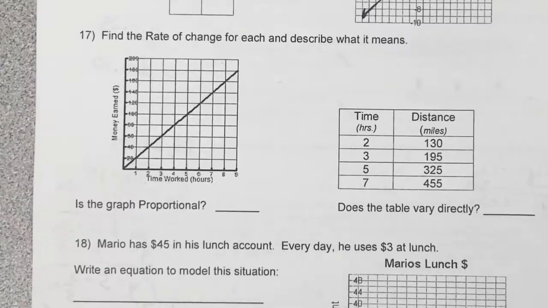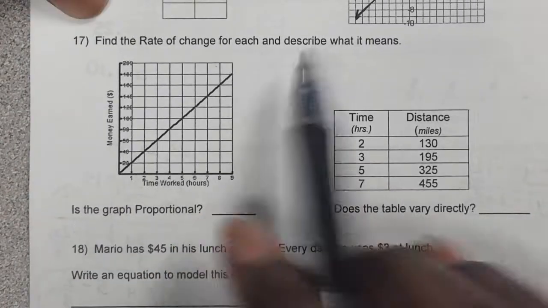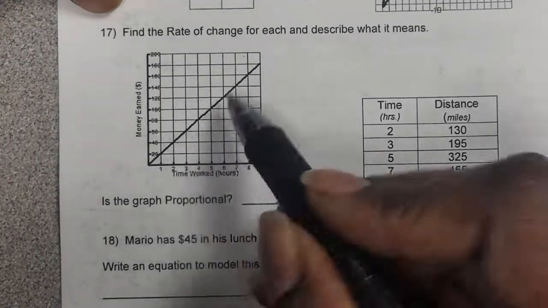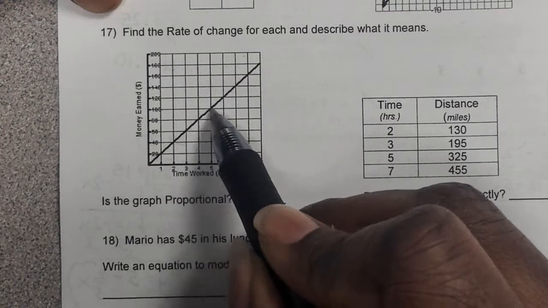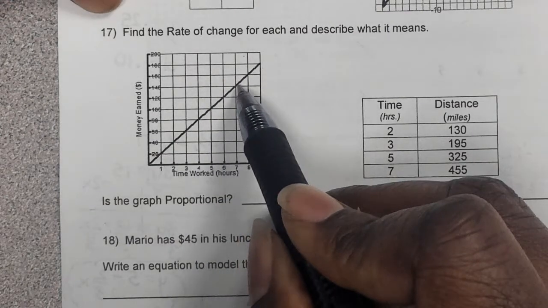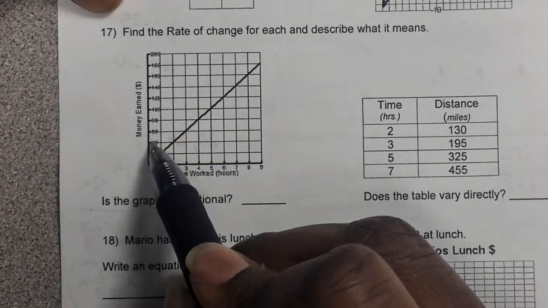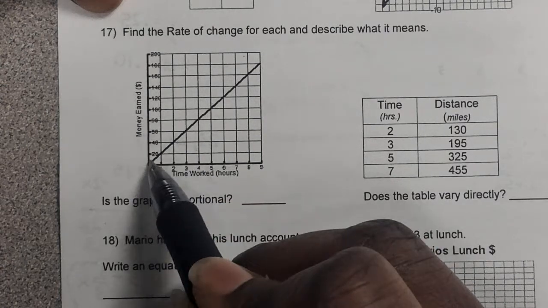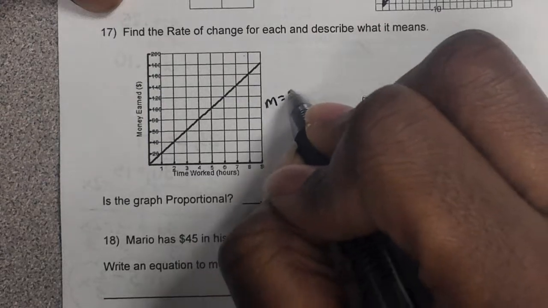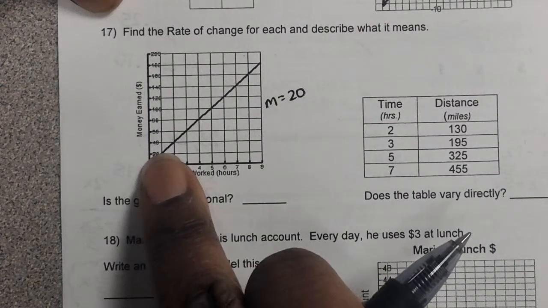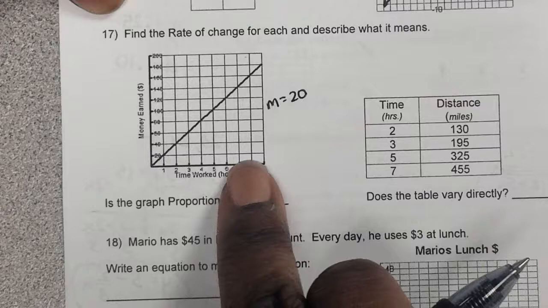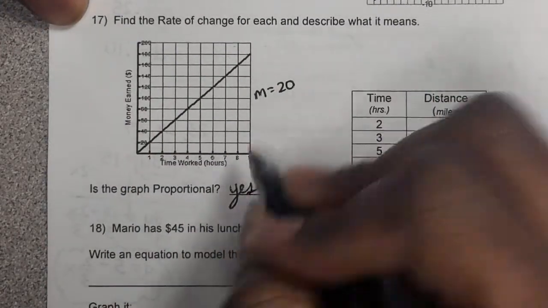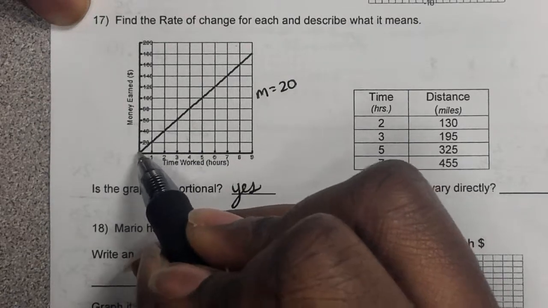All right. Find the rate of change for each and describe what it means. The rate of change. Some people think it's up 1 over 1, up 1 over 1. Is it up 1 over 1? No, look at this. Does this really count by ones? No, this is going up by 20s. This slope is actually 20 because it's up 20 over 1, up 20 over 2. This counts by ones. This counts by 20, so the slope is 20. Is it proportional? Yes, because it's a straight line that passes through the origin.